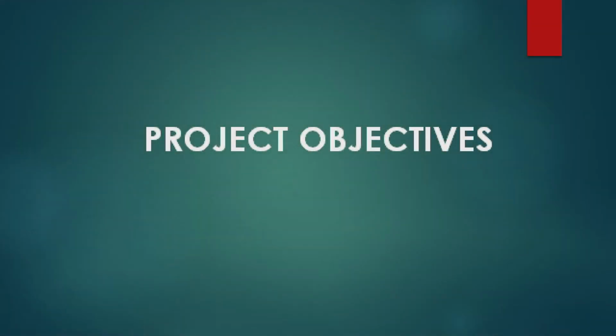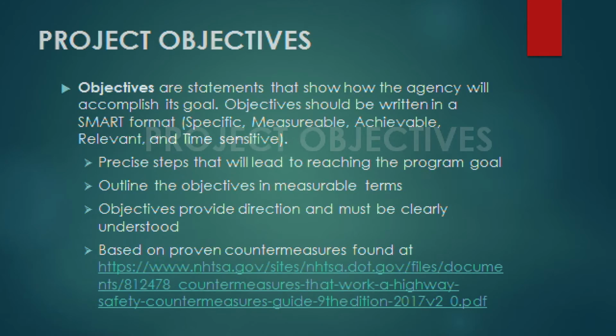Now we're going to talk about our project objectives. So what is an objective? It's what's going to be done to accomplish our goal during the grant year. There can be many objectives used to describe one goal. And we want our objectives to be SMART. But what does SMART stand for?